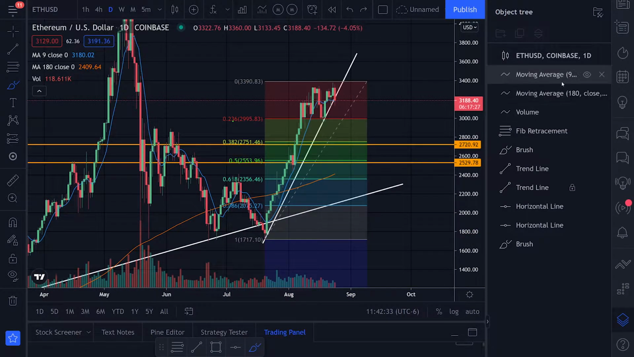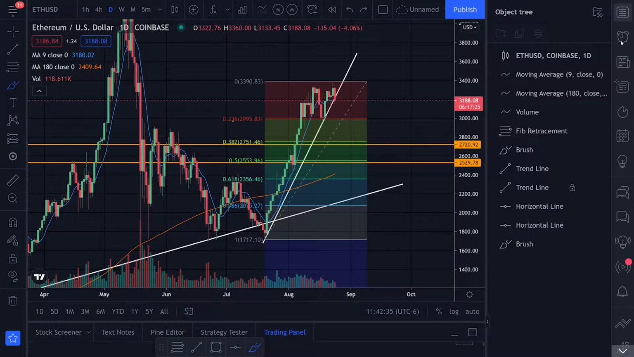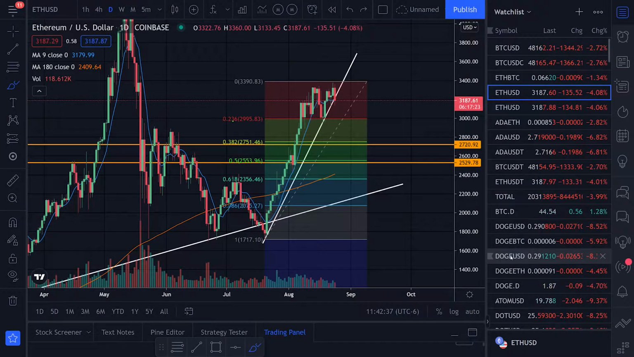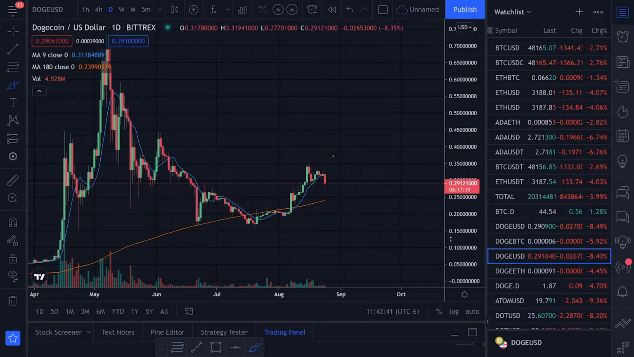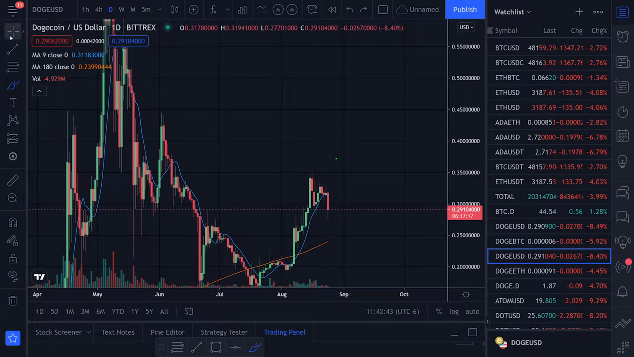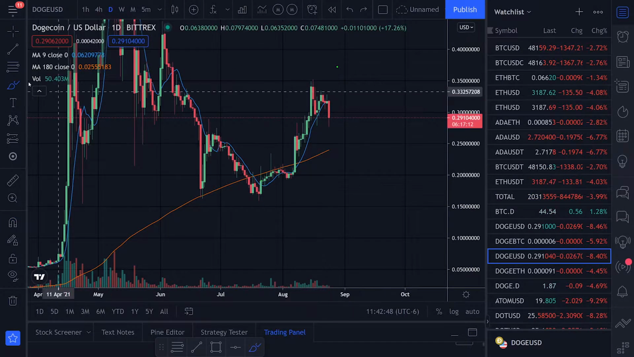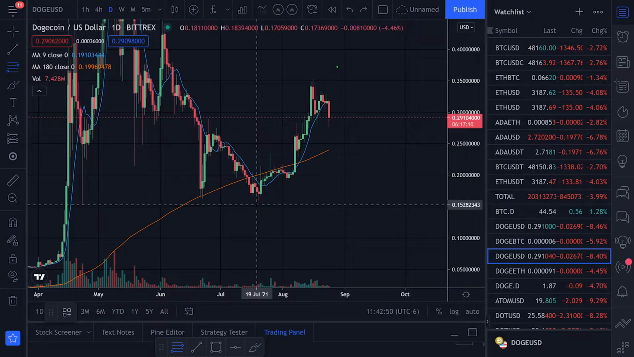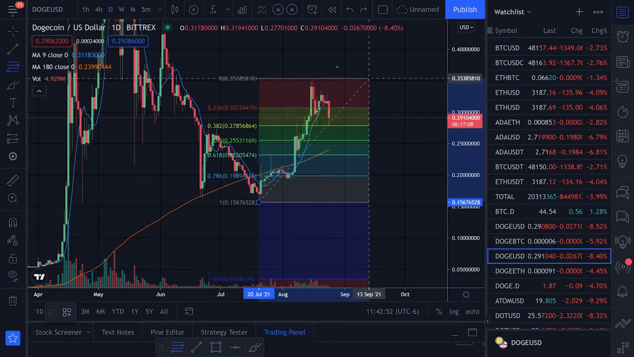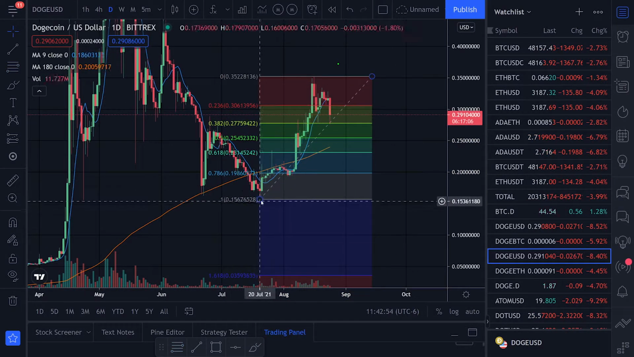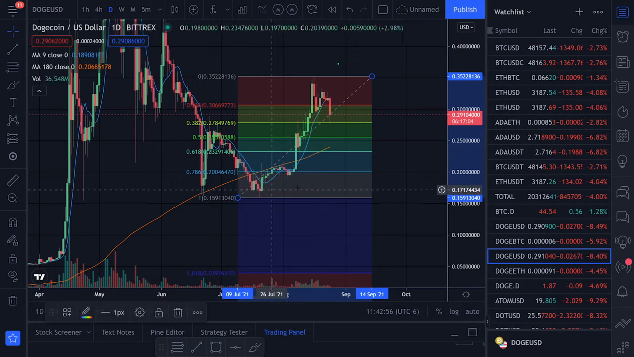So that's basically that. But let's go look at another chart. We've been looking at Dogecoin, and we could do the same thing on that one. We have a big uptrend going like this, and we can do a Fibonacci retracement from the bottom to the top. I suggest doing it on your chart so you can play around with it and see the levels that you like best.